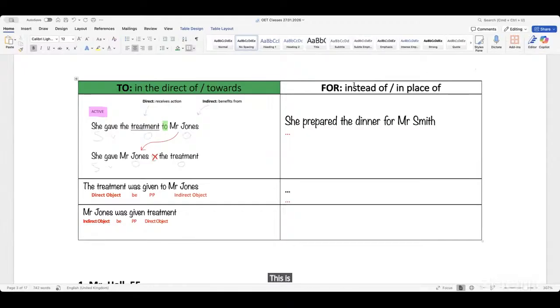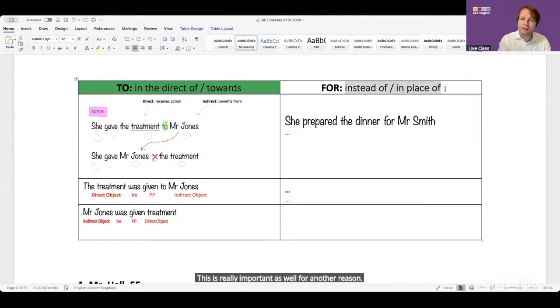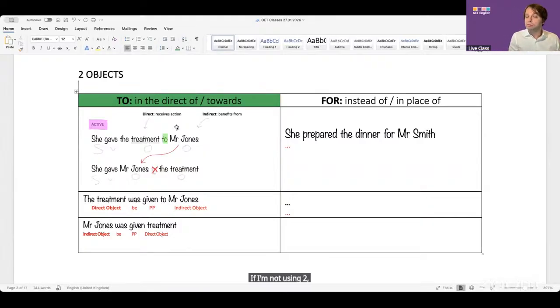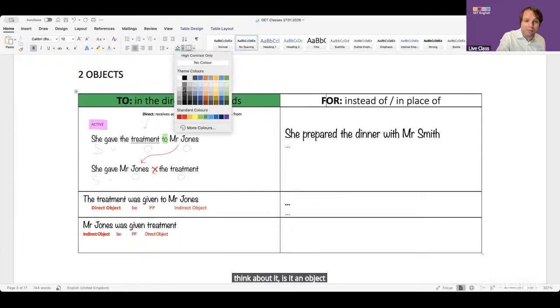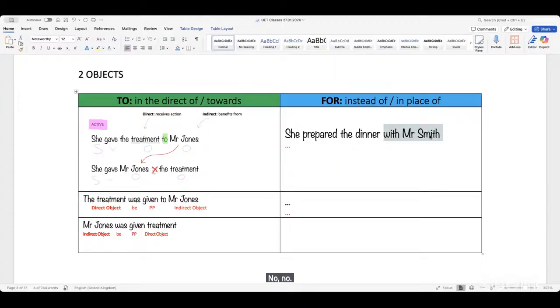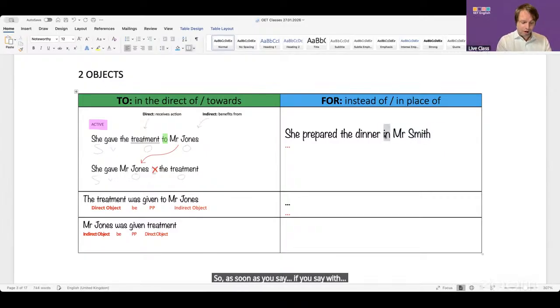This is really important as well for another reason. We're talking about two objects. If I'm not using "to" and I'm not using "for," is it two objects? Like if I say with Mr. Smith, that's a preposition. Is Mr. Smith an object now? Think about it. I prepared the dinner with Mr. Smith. Is it indirect? No. It's not an indirect object. Does that make sense? So if you say with, in, on, all the other prepositions are not creating two objects. It's only "to" or "for." When you see "to" or "for," you should think, okay, this is two objects, a direct object and an indirect object as well.